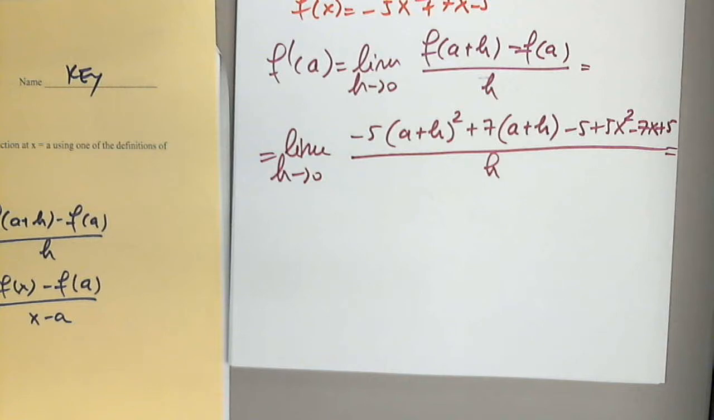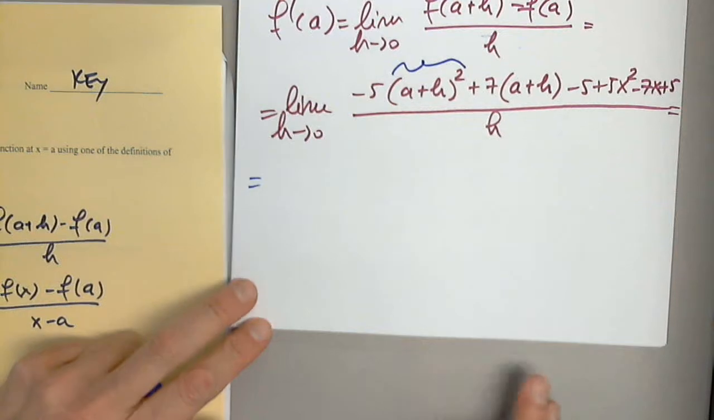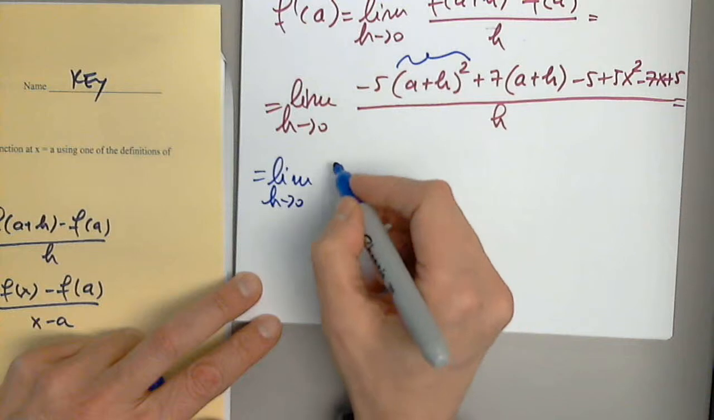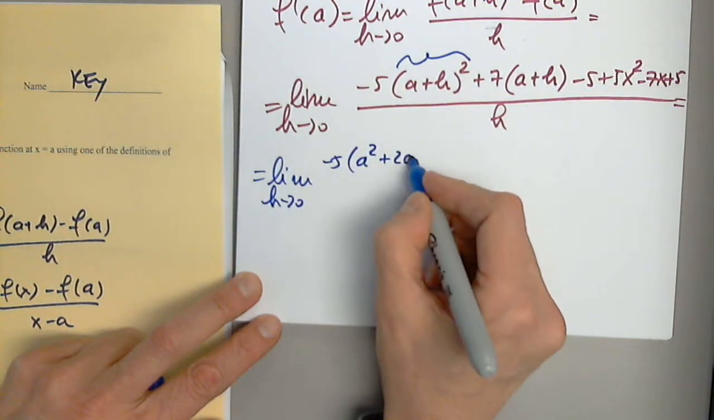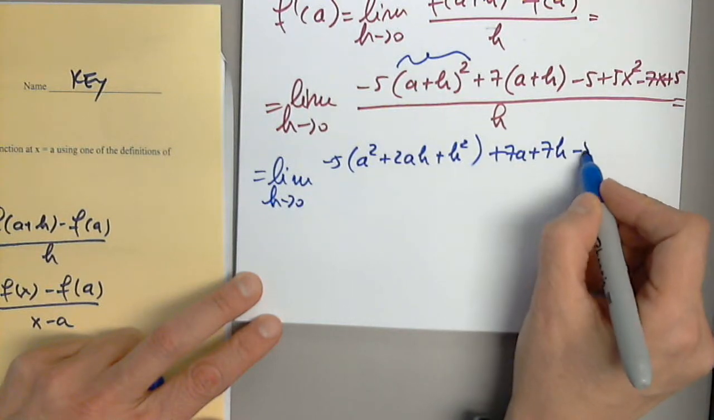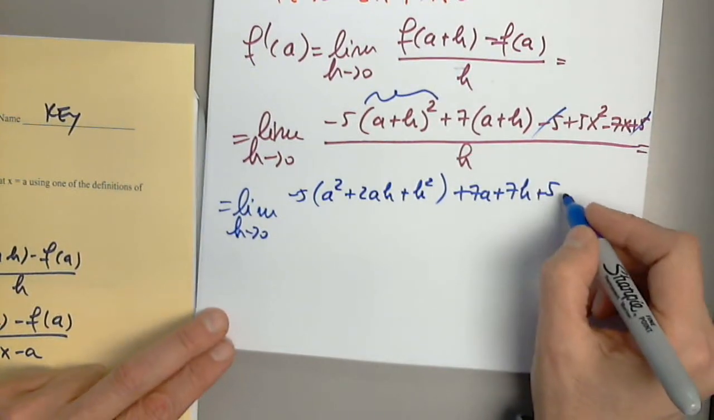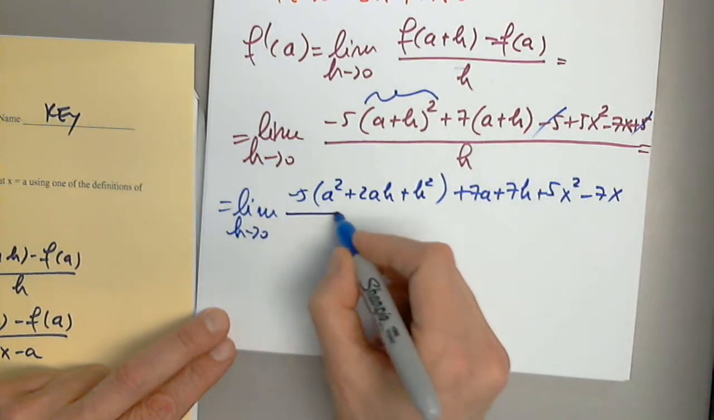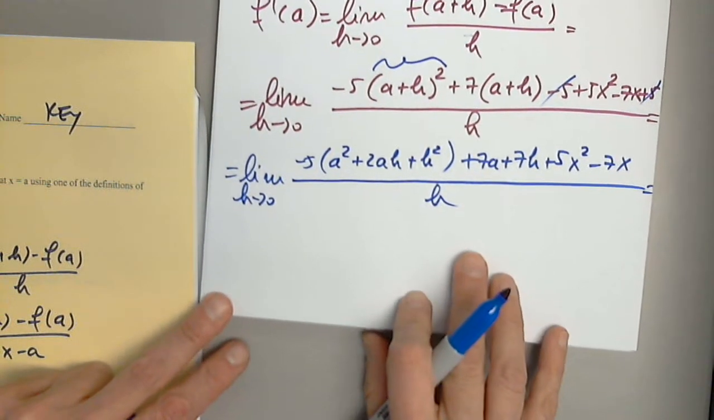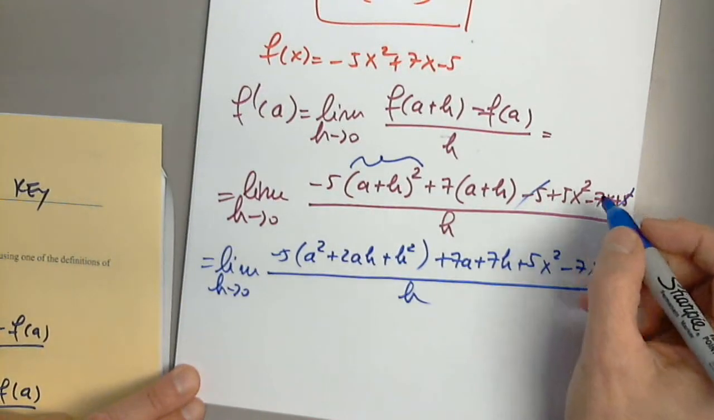Okay, so can anyone give us this? I should have said other than you. Okay, that's okay, thank you. Very good. a squared plus 2ah plus h squared plus 7a plus 7h minus 5. I should have gotten rid of that, the 5 and negative 5. So plus 5a squared minus 7a.